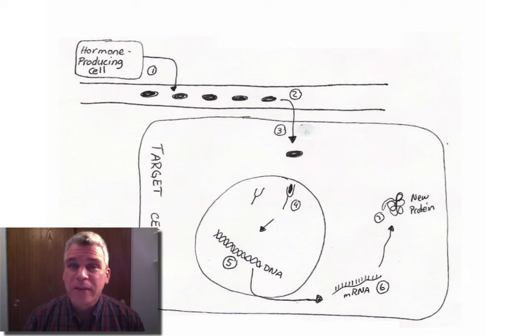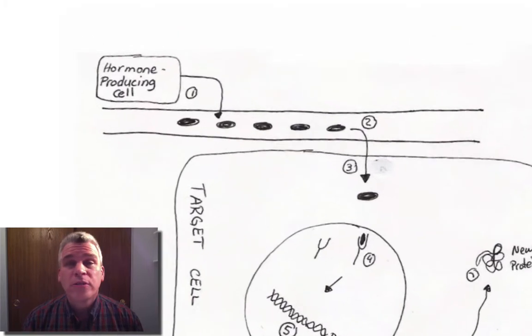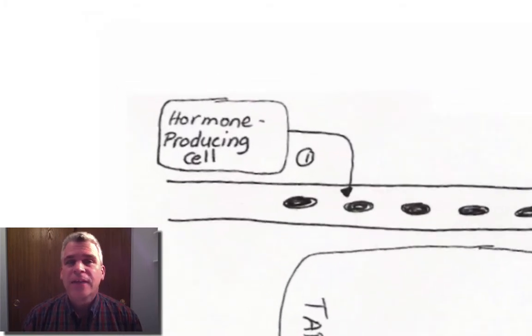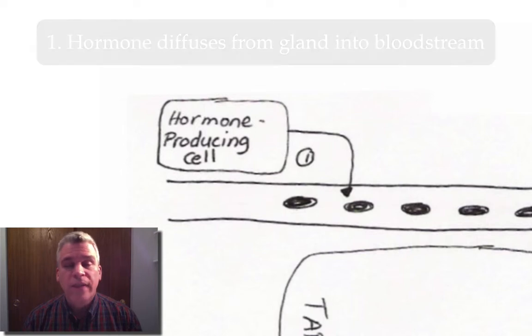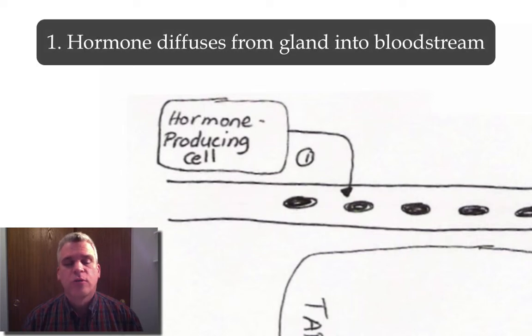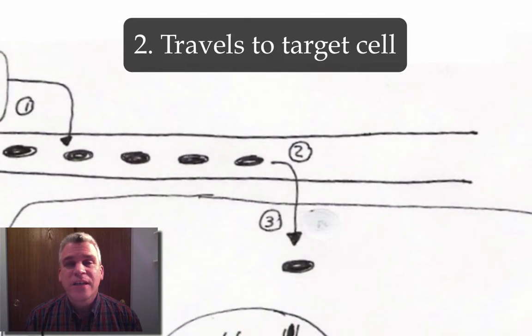You may need to pause the video to be able to write some of these things down as we go through. Hormones are typically made in glands, and that's what we're going to be referring to as the hormone producing cell in that gland. So in step one, that hormone, once it's made, is going to diffuse from the gland into the bloodstream. Those dark ovals are going to represent the hormones. It's going to travel through the bloodstream until it reaches, at step number two, the target cell.